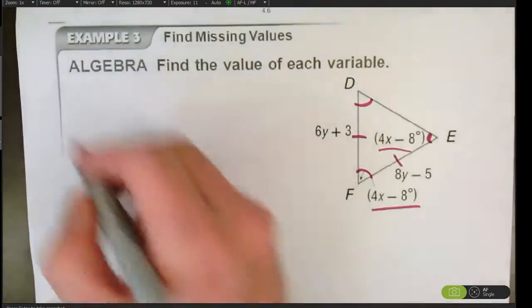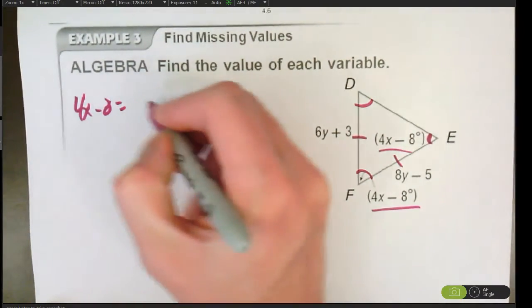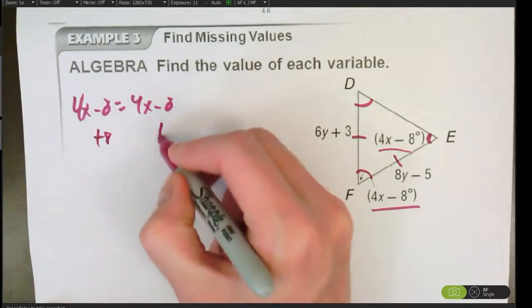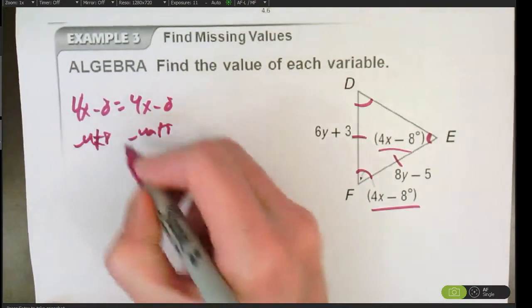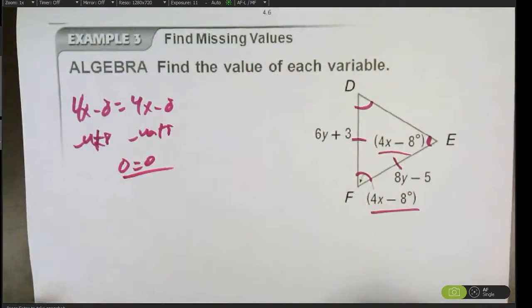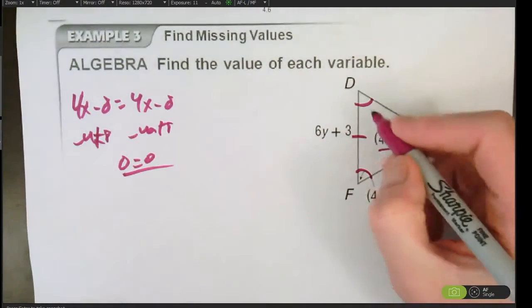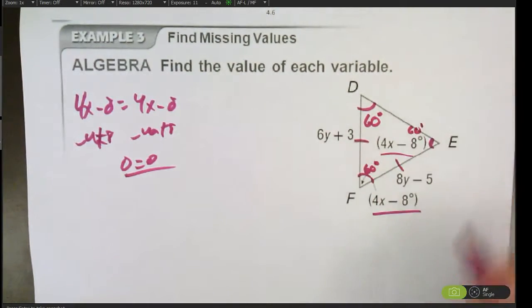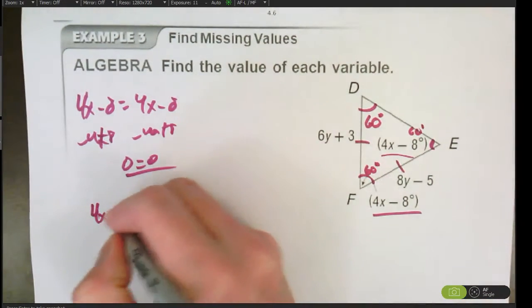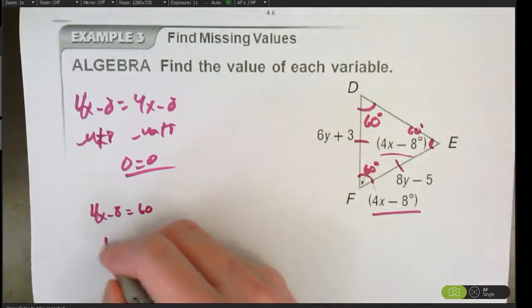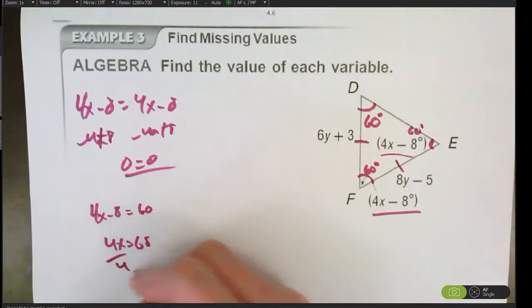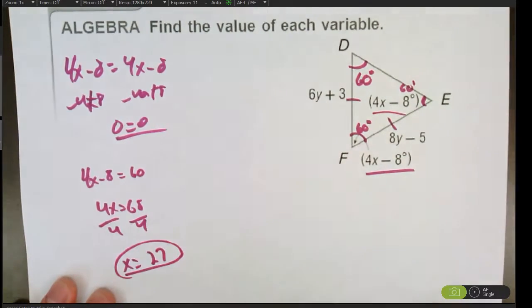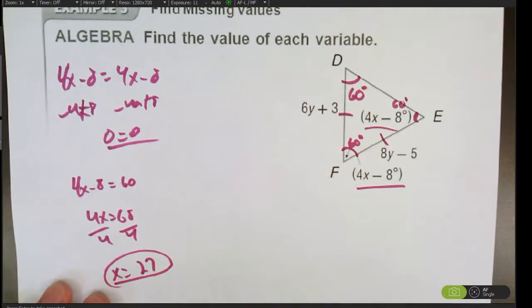So if you just try to say, oh, I'll set 4x minus 8 equal to 4x minus 8, you run into the issue of you add 8, you subtract 4x, you subtract 4x, you get 0 equals 0. There's nothing to solve. However, since this is equilateral, it's also equiangular, meaning all the angles are 60. So if 4x minus 8 equals 60, add 8, 4x is 68, divide by 4, x is then 17. Okay, so that was the trick to that one.